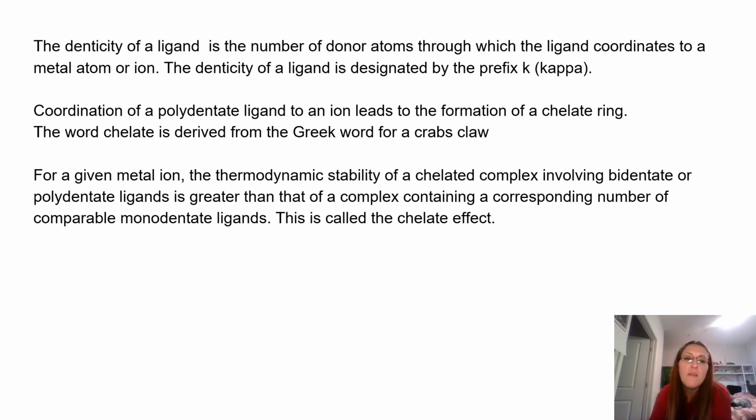The denticity of a ligand is the number of donor atoms through which the ligand coordinates to a metal atom or ion. The denticity of a ligand is designated by the prefix κ, kappa. Coordination of a polydentate ligand to an ion leads to the formation of a chelate ring. The word chelate is derived from the Greek word for a crab's claw.